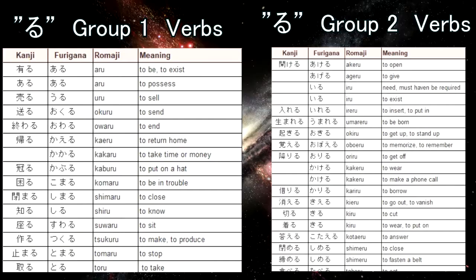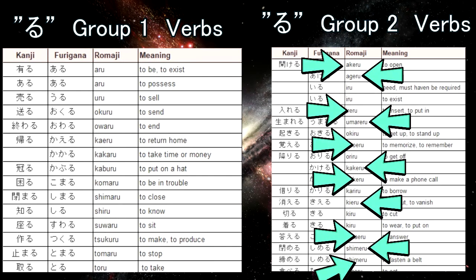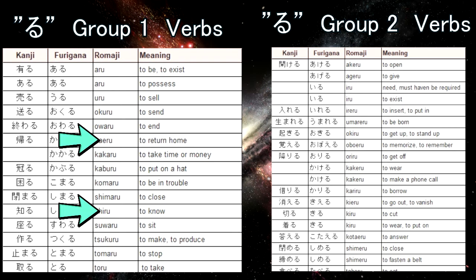It may be difficult to get used to this because there really isn't a pattern to explain the difference between ru or u verbs. The only advice I can give you is that ru verbs, or group 2, always end in iru or eru. However, there are some group 1 verbs that end this way as well. You really just have to get used to it. Nobody told you this was going to be easy.